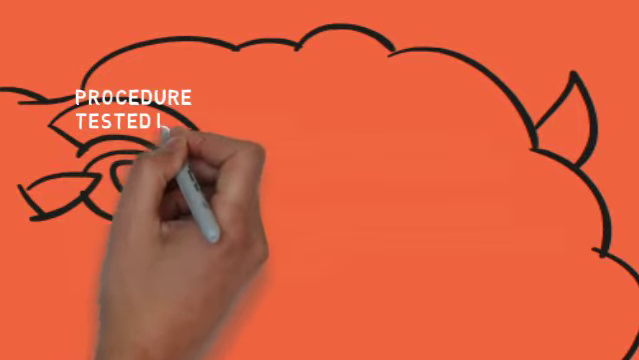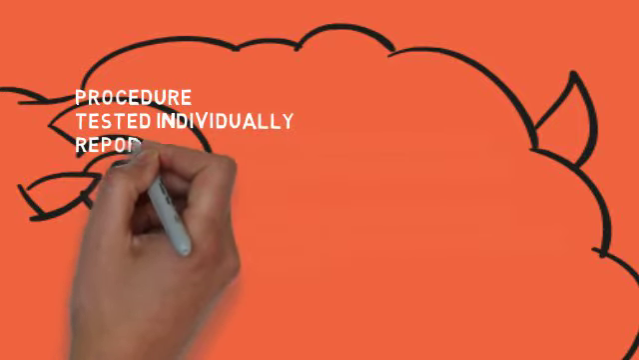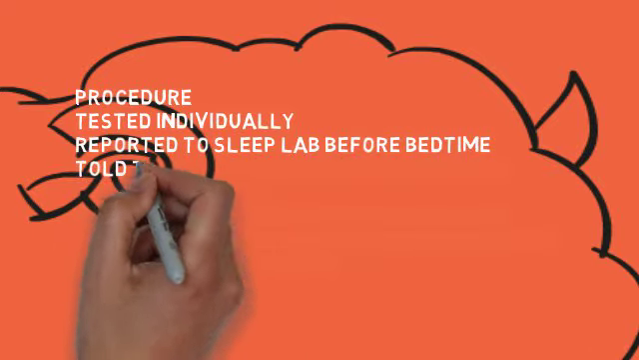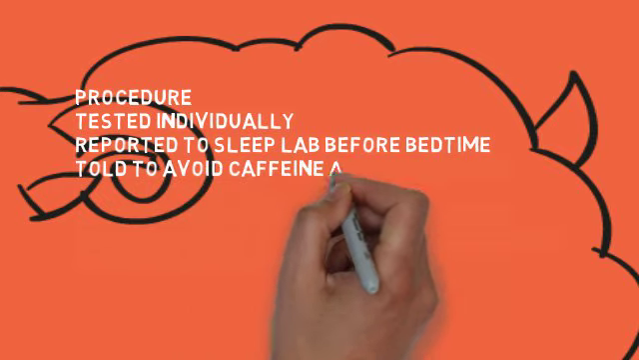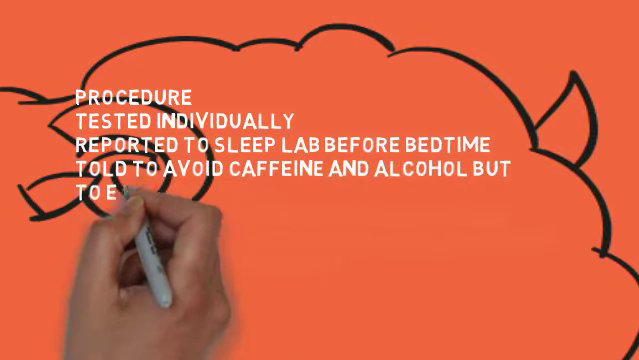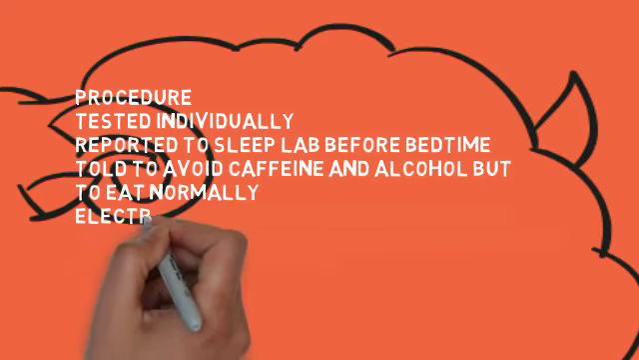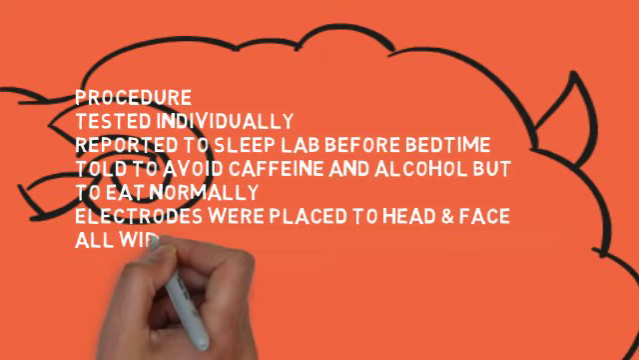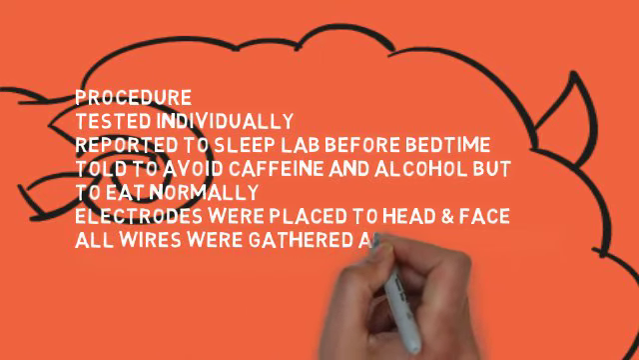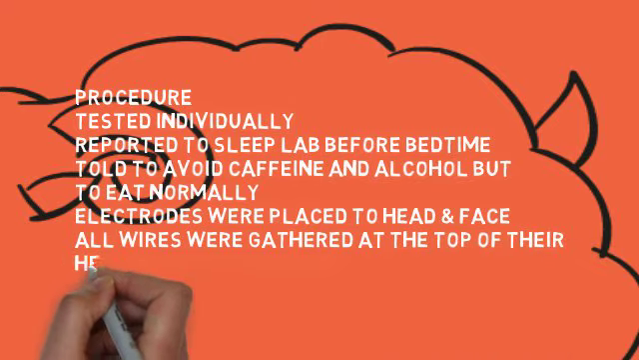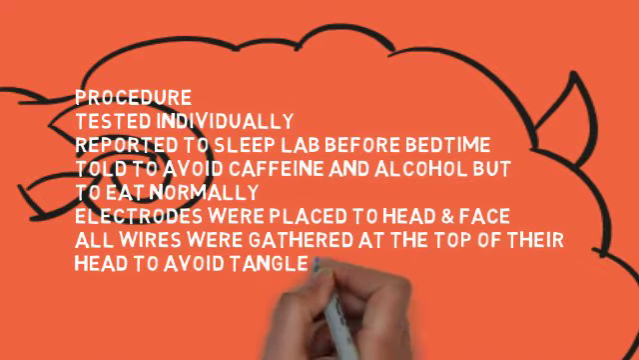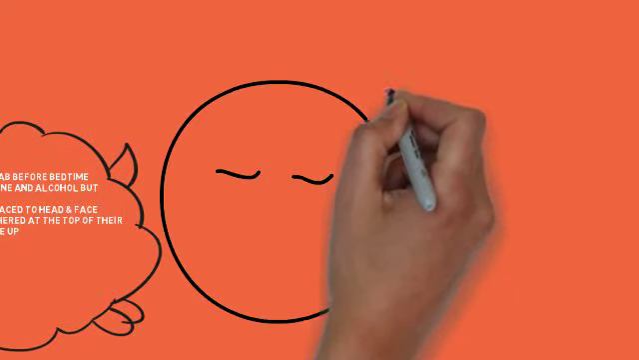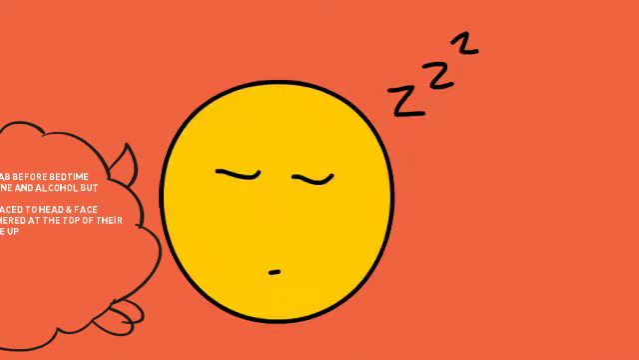They were instructed to report to the lab a little before their usual bedtime. Subjects were also told to avoid alcohol and caffeine, so this is a control, but to eat normally on the day of the experiment. And this was done as a control to prevent the effects of caffeine or alcohol from affecting the findings. The electrodes were applied to the subjects' heads and faces to avoid entanglement. It was all put sort of like a high ponytail at the back and taken out of the head of the bed. And the subjects slept on their own in a quiet, dark lab, and their brainwave patterns were recorded constantly throughout their period of sleep.